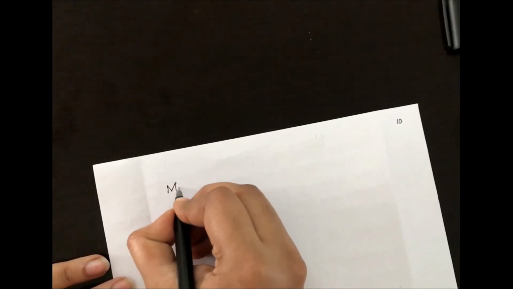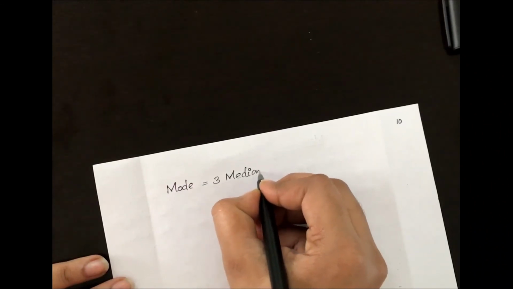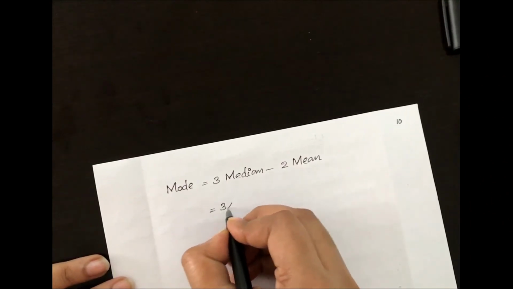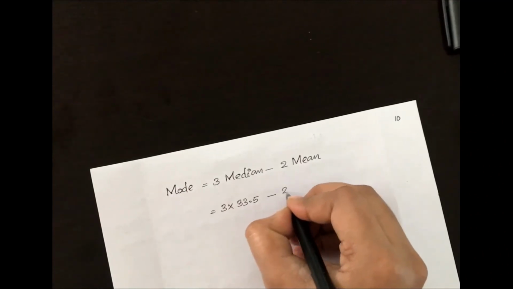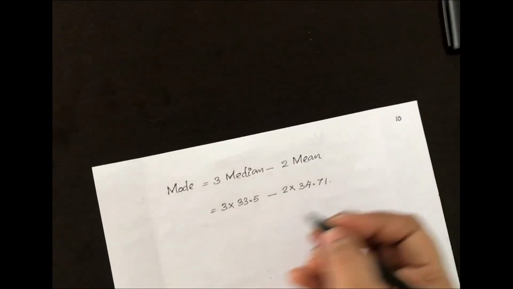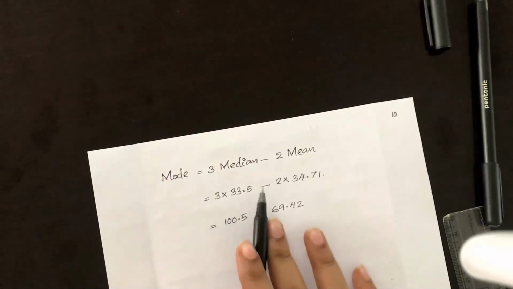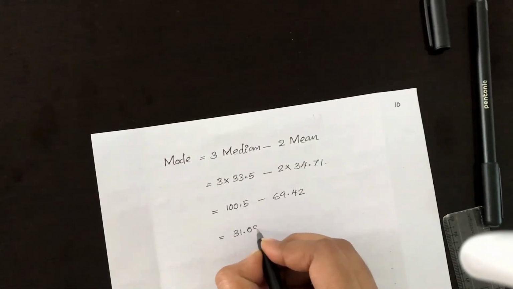Then find mode using the interpolation formula. Mode is equal to 3 into median minus 2 into mean, that is 3 into 33.5 minus 2 into 34.71. By substituting the values of median and mean in this equation, we will get the value of mode as 31.08.